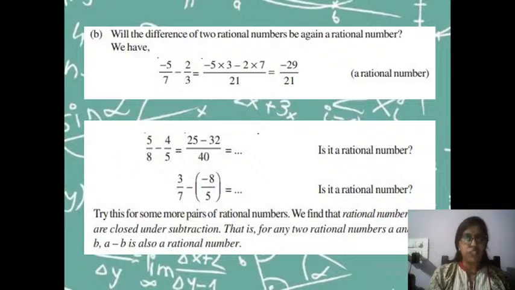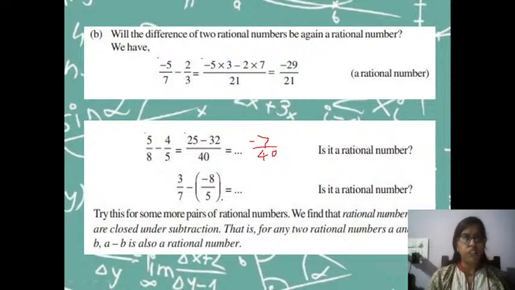So now coming to the next one, 5 by 8 minus 4 by 5. Here again we'll be taking the LCM, and here we have got 40. 8 5s are 40. 5 5s are 25. 5 8s are 32. Now you can see the minus sign is greater, so the answer will be minus. 32 minus 25 is 7. So minus 7 by 40. It is also a rational number.